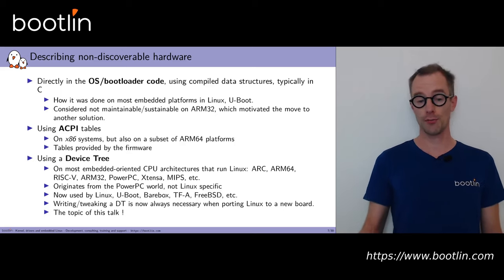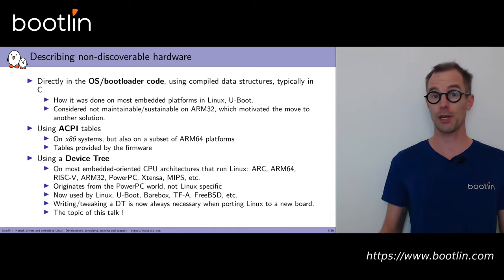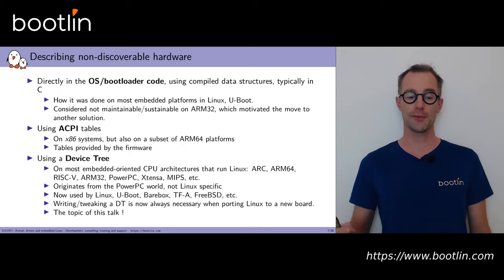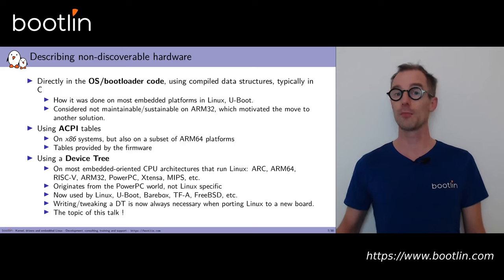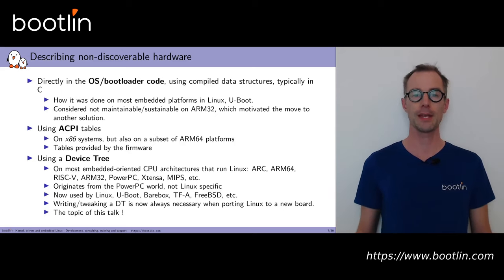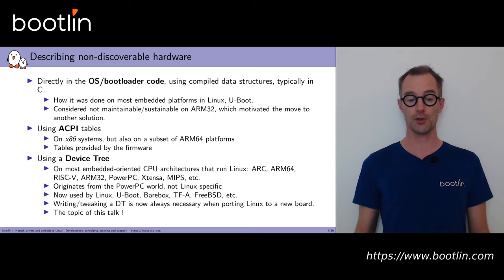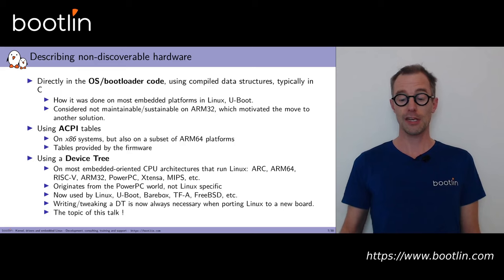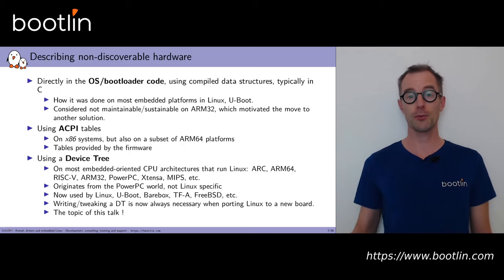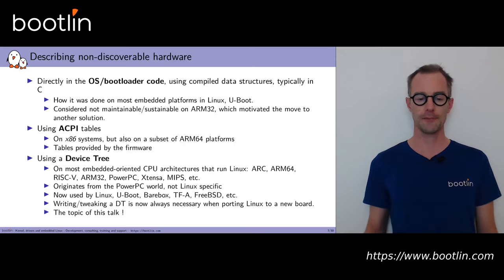Another solution, which is the main topic of the talk today, is the device tree. It is used on most embedded CPU architectures that run Linux. For example, ARC, ARM64, RISC-V, ARM32, PowerPC, Xtensa, MIPS, and a bunch of others. It originates from the PowerPC world and is not a Linux-specific solution. But it is now used in Linux, in U-Boot, in Barebox, in the ARM Trusted Firmware or TFA, in FreeBSD, and perhaps in other projects as well.